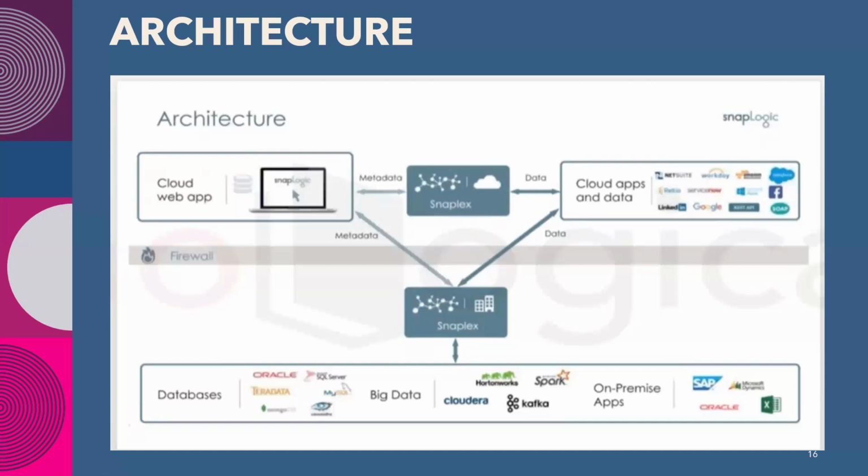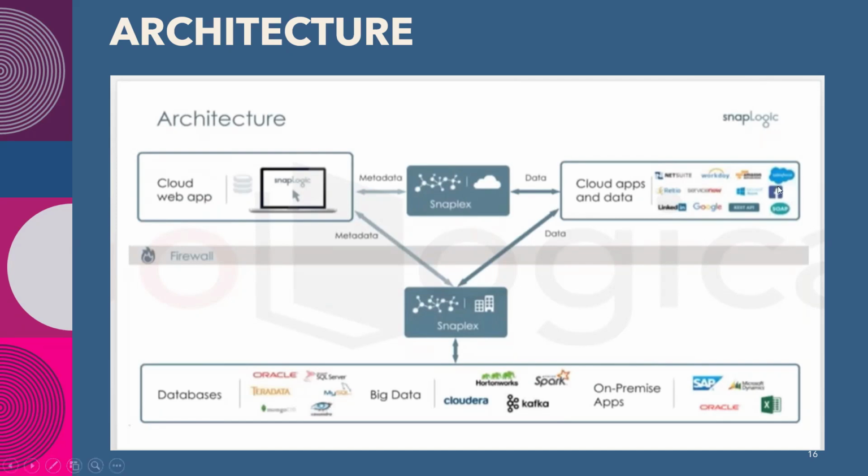By using the Cloud Snaplex, it handles the cloud-based integrations, and we can also communicate directly with cloud applications and data services. And when you look at the Groundplex, which is the on-premises one, it can be deployed within the company's firewall, and it allows integrations with on-premises applications and databases.